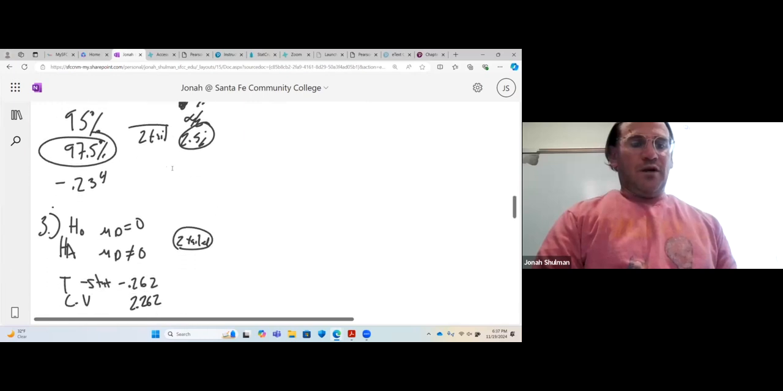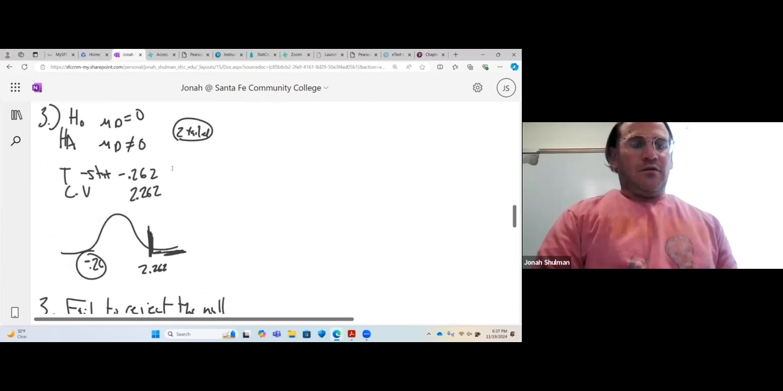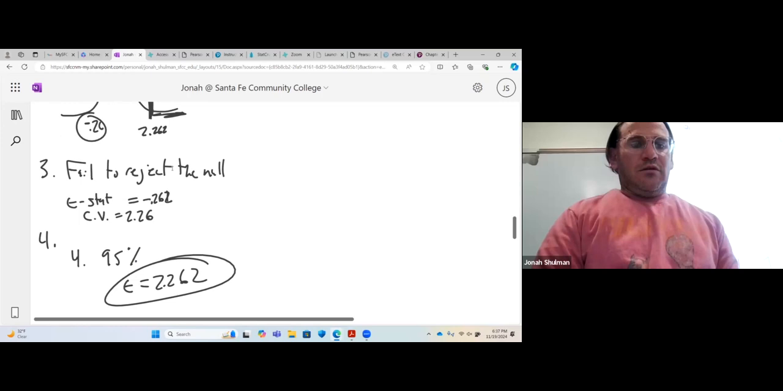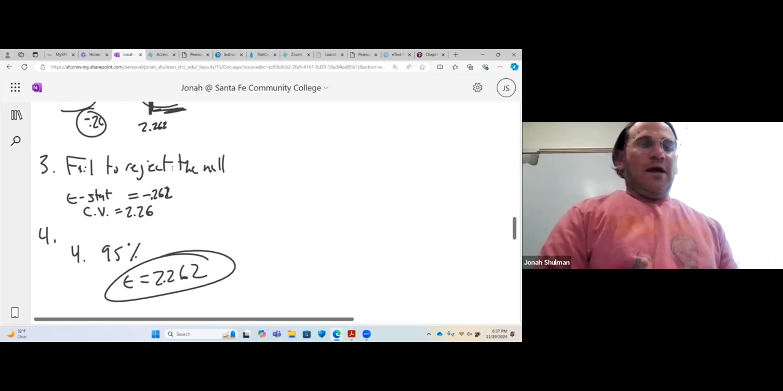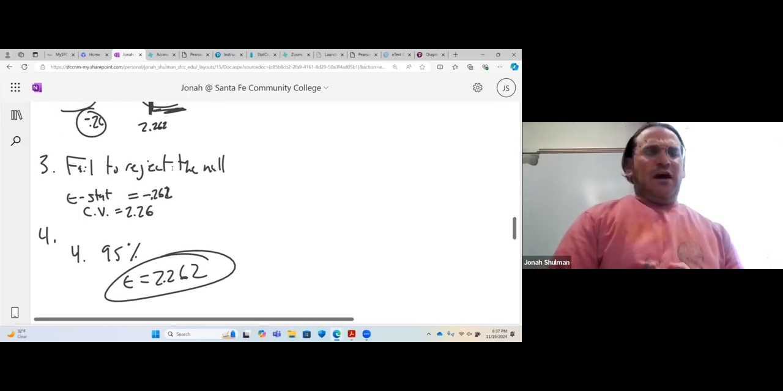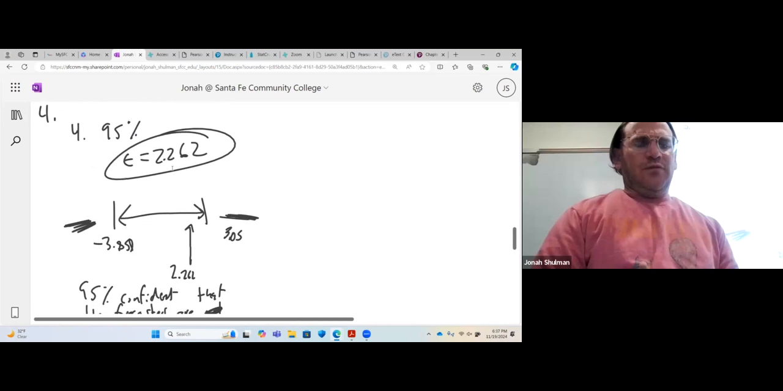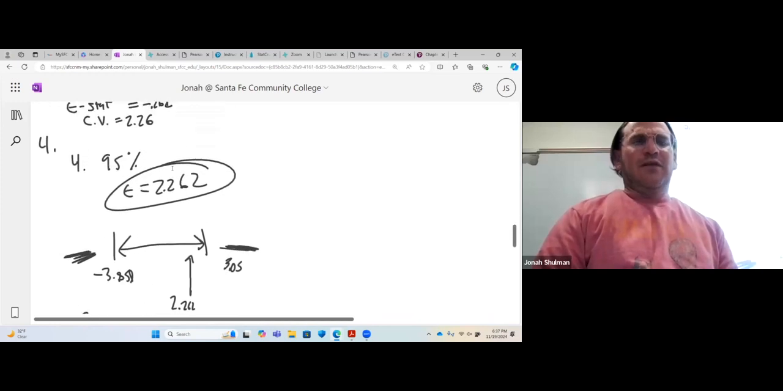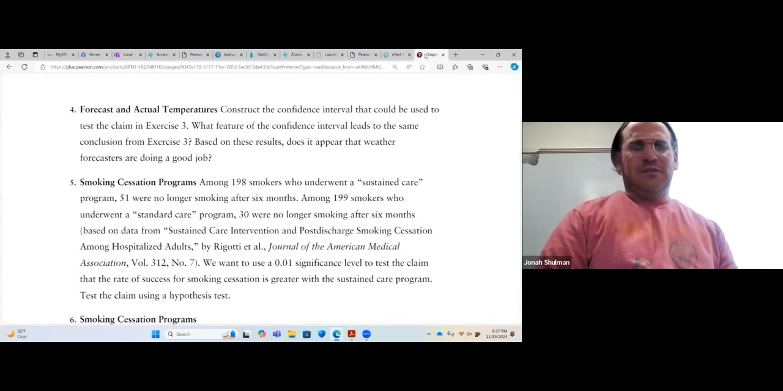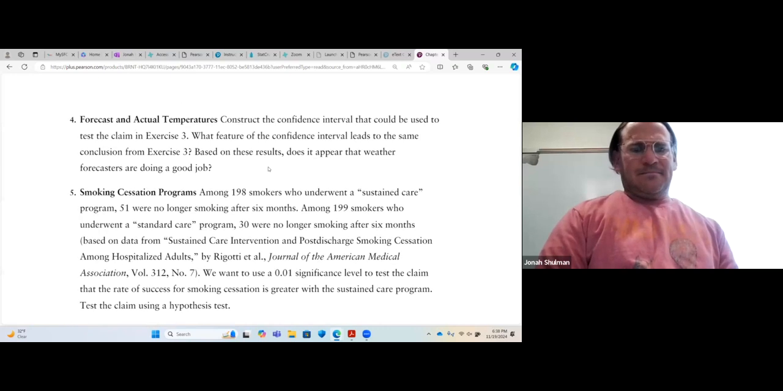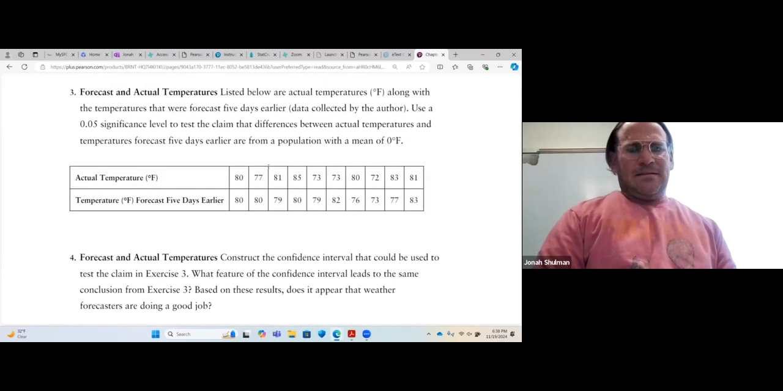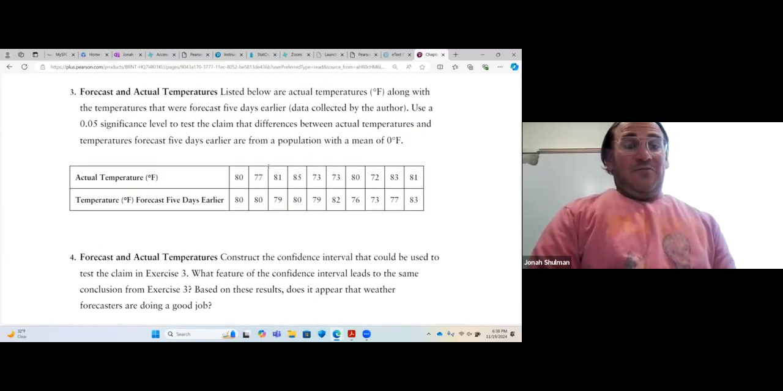For number 4. All right, so why did I use 95% for number 4? Well, anybody have any idea why I went with 95%? Because it says 0.05, but then you didn't realize there's a thing. Maybe. We'll see.